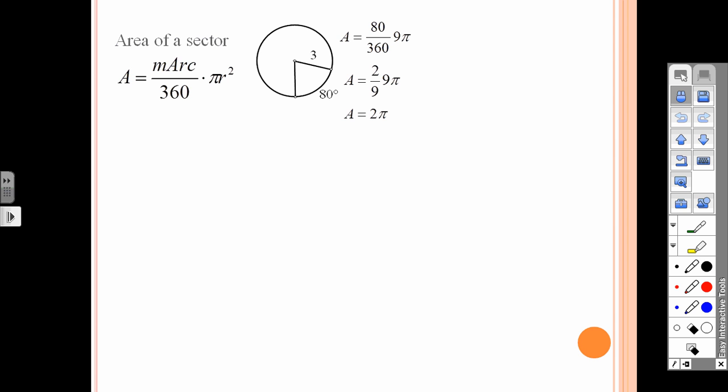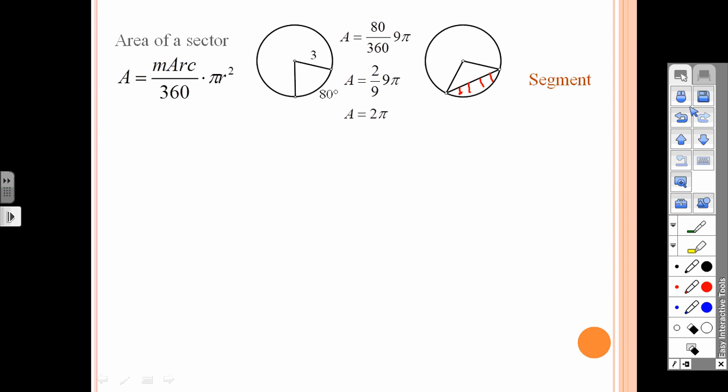I forgot to put my units. Units squared. Okay, so next, what is a segment? And we're not talking about a line segment, we're talking about a segment of a circle. And the segment of a circle is really just this portion of the circle.